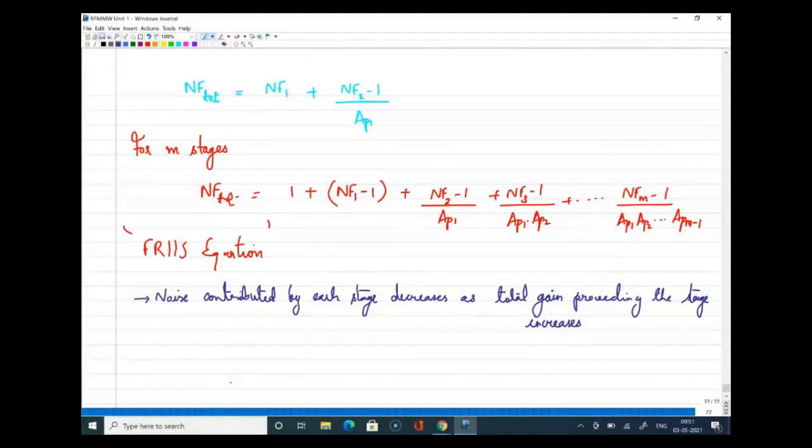Yeah. So Kashish, I just saw the second term multiplied by the gain of first stage divided. Yeah, there is an extra term. I hope that is clear for you now when I wrote it as AP1.